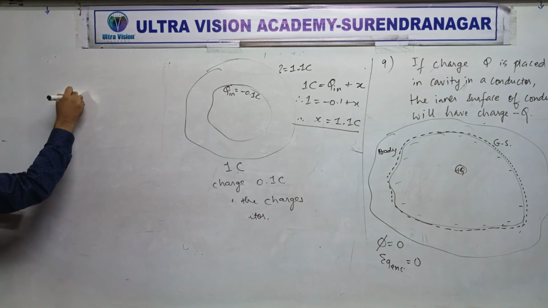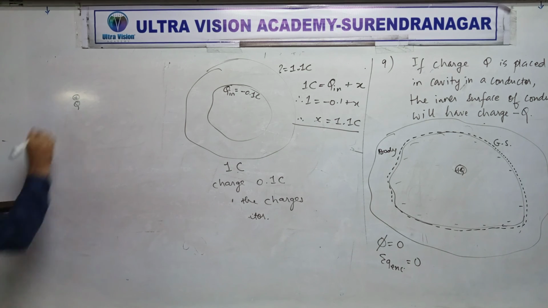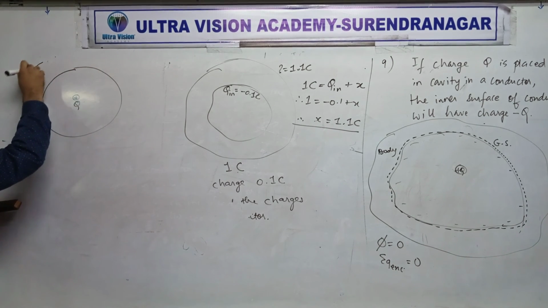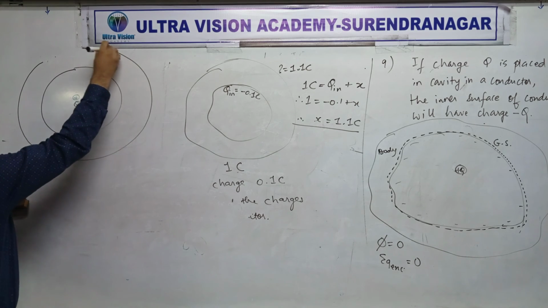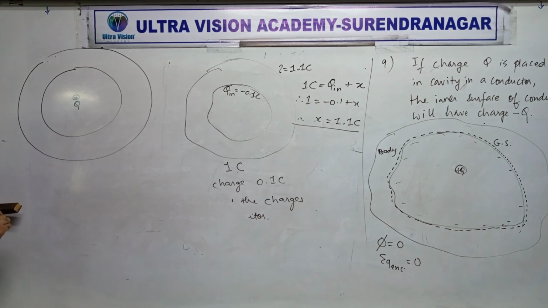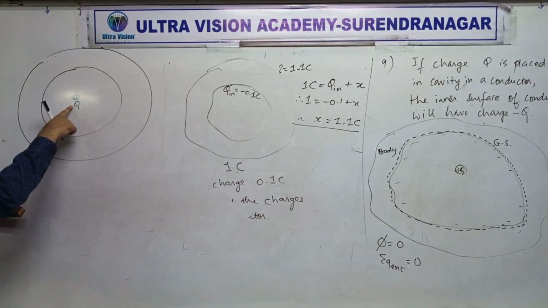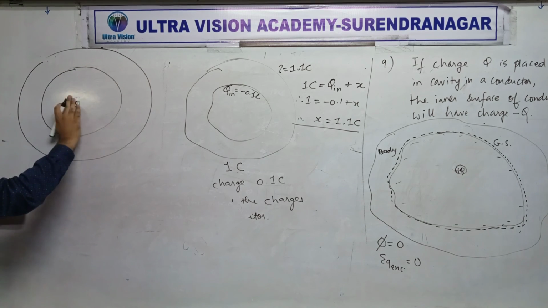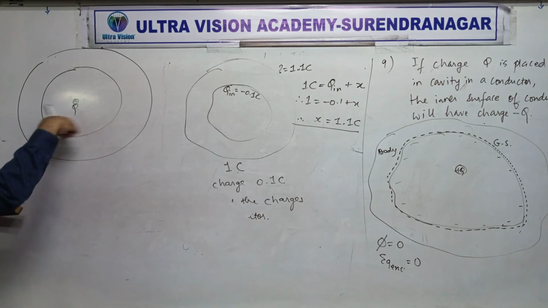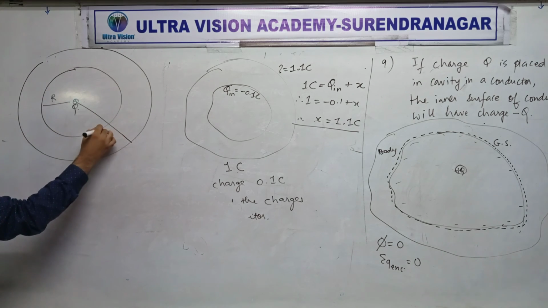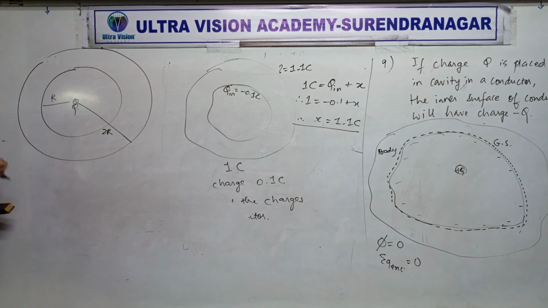Simple question. Suppose there is a plus Q charge at this point. Around that, we have a spherical conductor which is hollow. This is a spherical conductor, iron center. It's called a hollow spherical conductor. Is that okay? This is a hollow spherical conductor with inner radius r, outer radius 2r. Did you get that? Inner radius r, outer radius 2r. Fine.